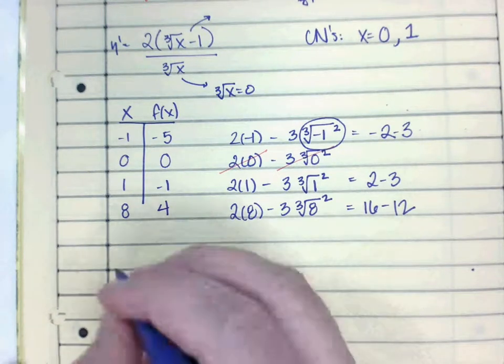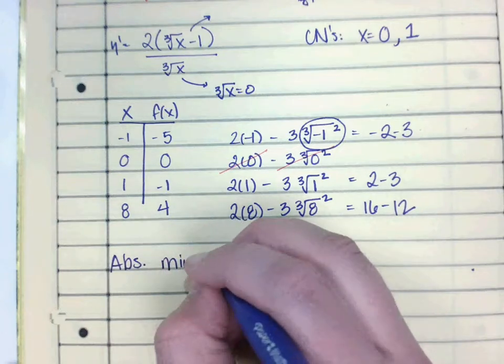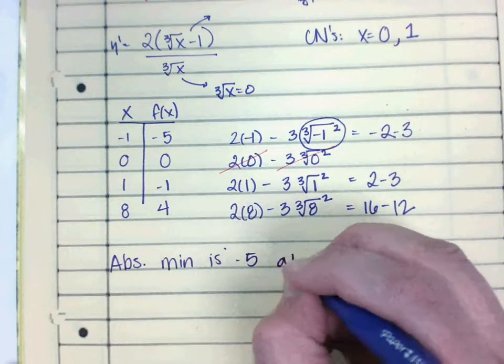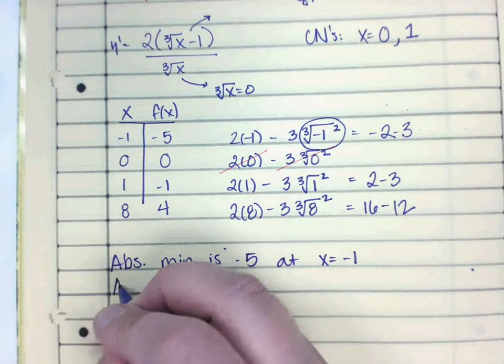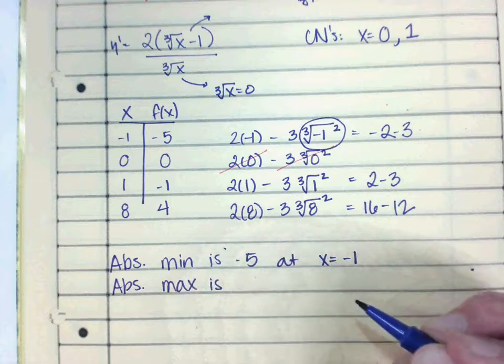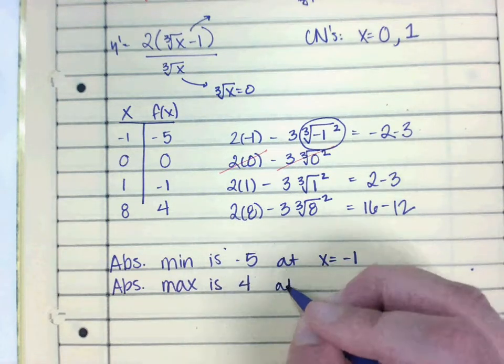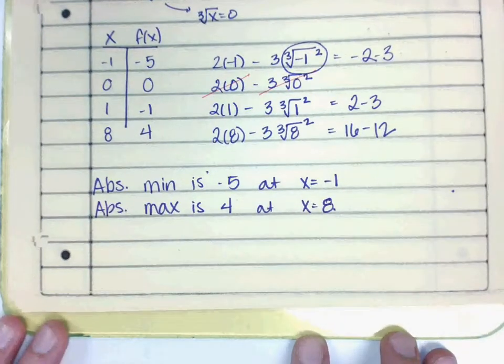Absolute min is what? At x equals negative 1. Absolute max is 4 at x equals 8. Make sense? Okay, good.